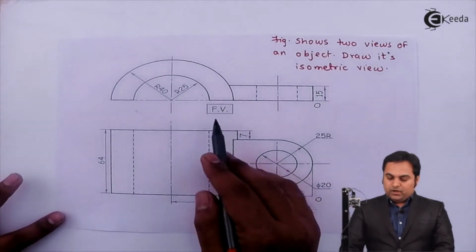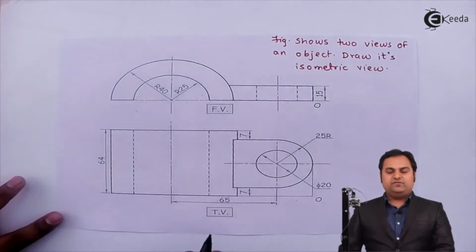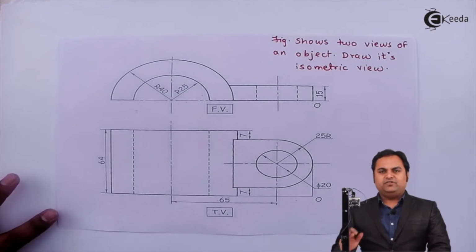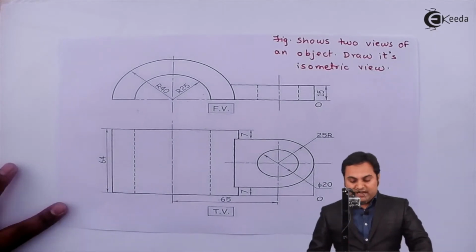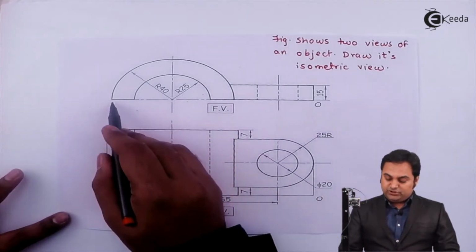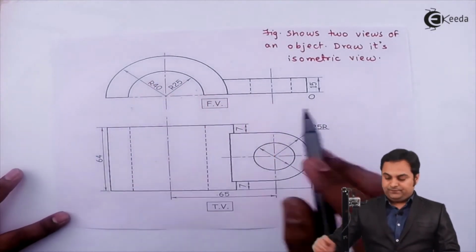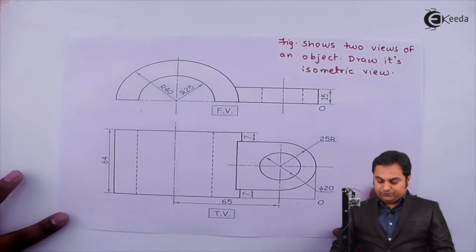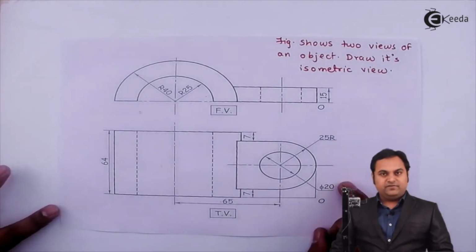Now before we start the question, we should know the total length, height and width of the object. So if I am looking into the front view, I will be able to see the total length and the total height, and in the top view the total length and width will be visible.